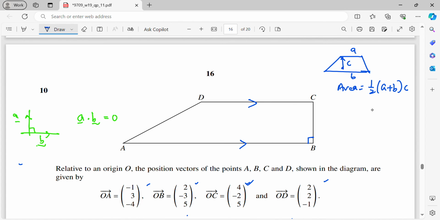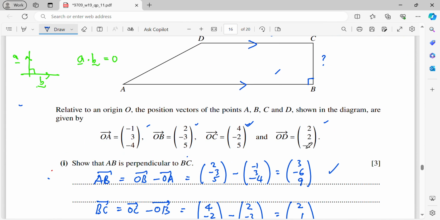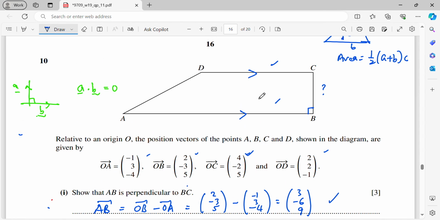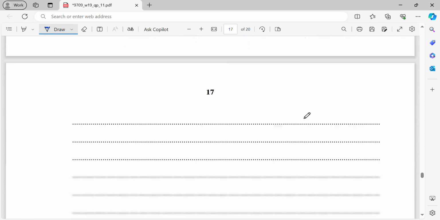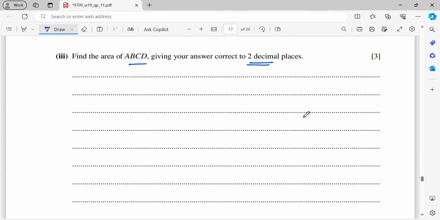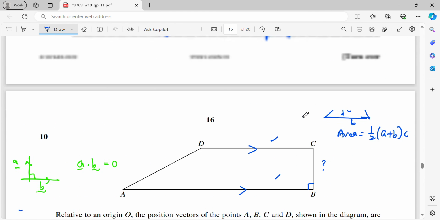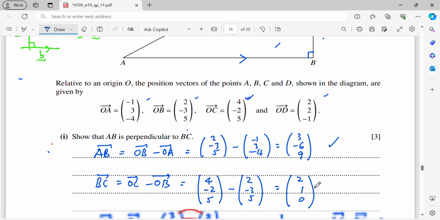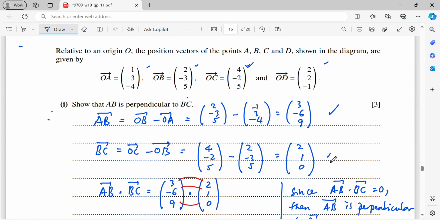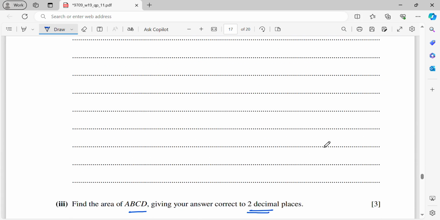Which means now I need to find out my BC length, the DC and the AB magnitude. Since we have found the DC and AB vectors just now, I will just find the length. So I will write down first. I need DC, AB, and BC. BC is already here, (2, 1, 0).